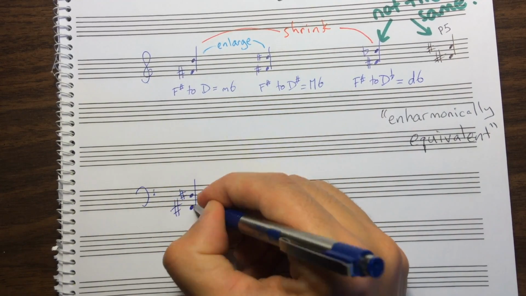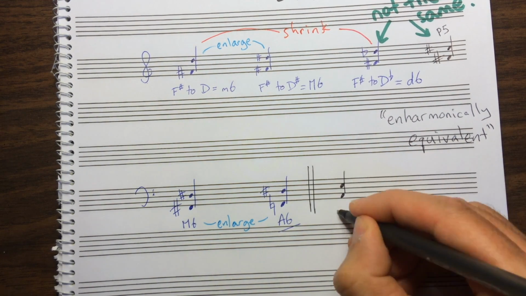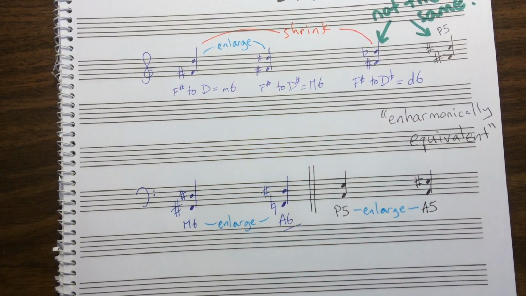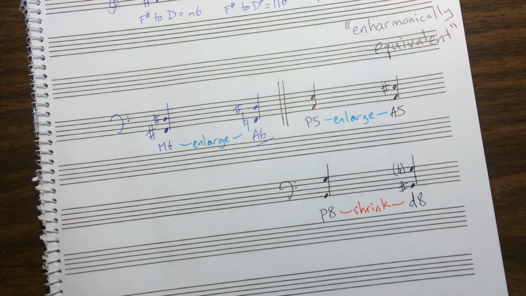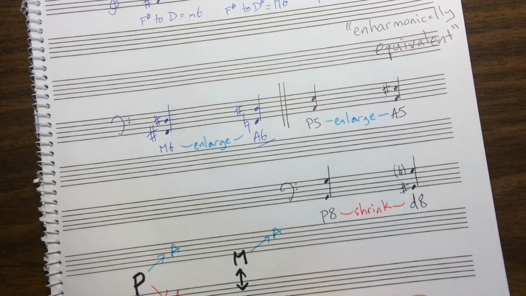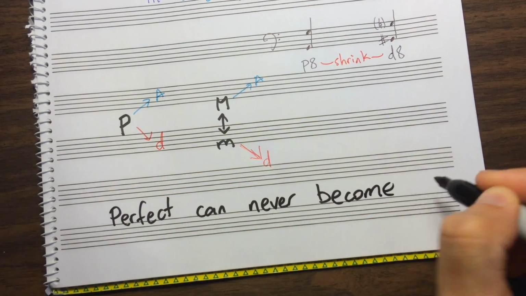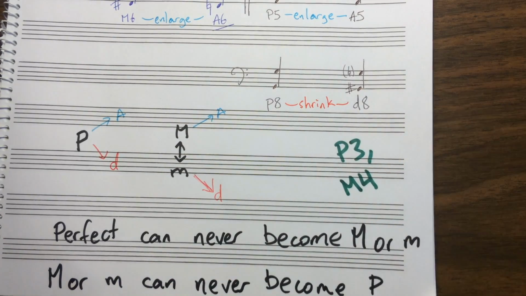If you take a major interval and enlarge it by a half step, you get an augmented interval. F natural to D sharp is an augmented sixth. If you start with a perfect interval, enlarging it by a half step makes an augmented interval, and shrinking it by a half step makes a diminished interval. You can never get from a perfect interval to a major or minor interval, or vice versa. There's no such thing as a perfect third or a major fourth.